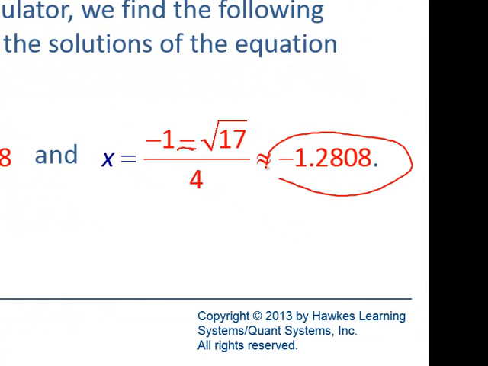And now we come up with a negative 1.2808. And so what we have is 2 answers for that particular linear equation.